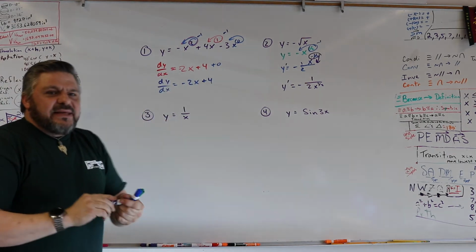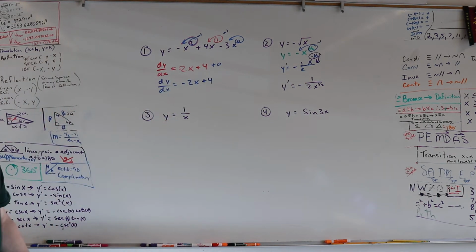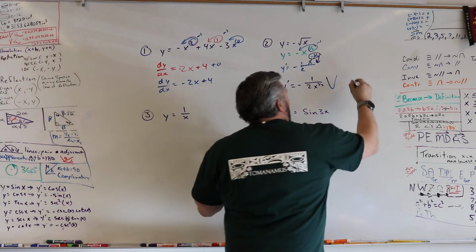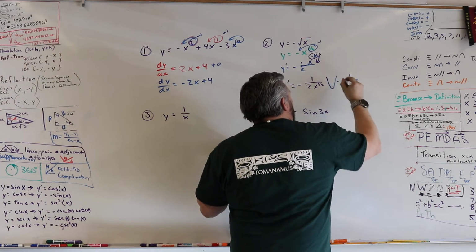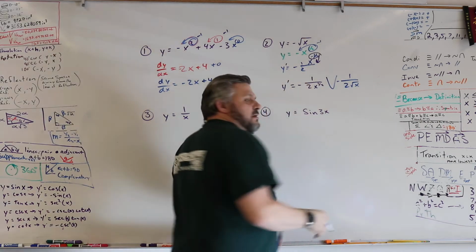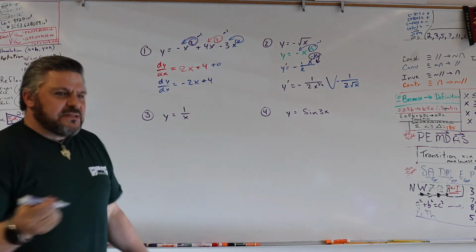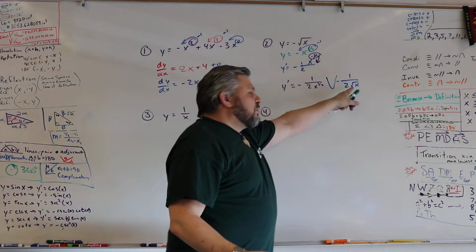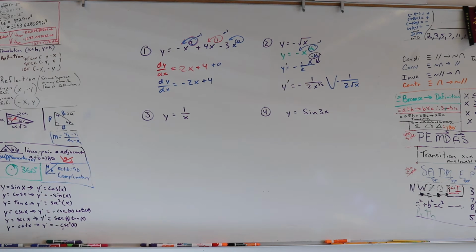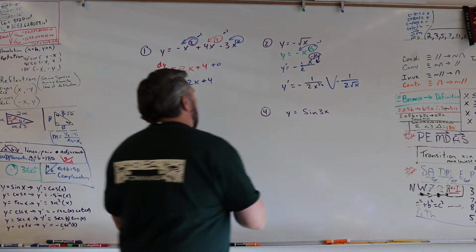Now, if I want to write that in radical form, I could say negative 1 over 2 square root of x, because the power is 1, but the root is 2. Does that make sense? Okay? And that's your answer.